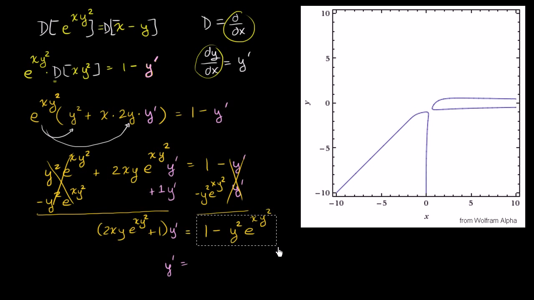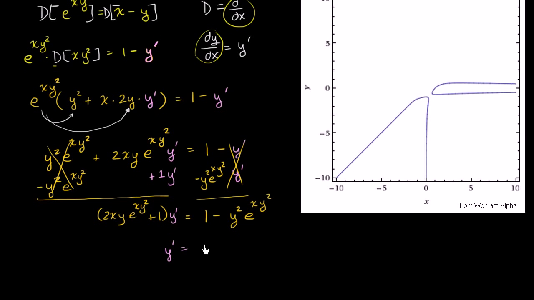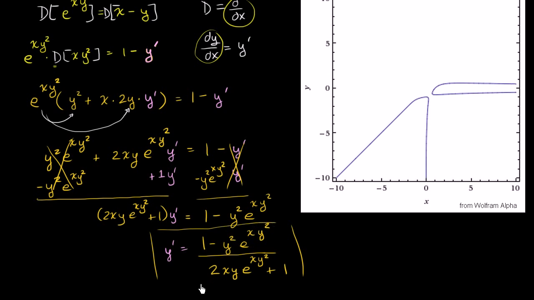Which I will just copy and paste. Actually, let me just rewrite it. It's equal to 1 minus y squared e to the x y squared over this business, 2xy e to the x y squared plus 1. And we're done. It was kind of crazy, but fundamentally no different than what we've been doing in the last few examples.